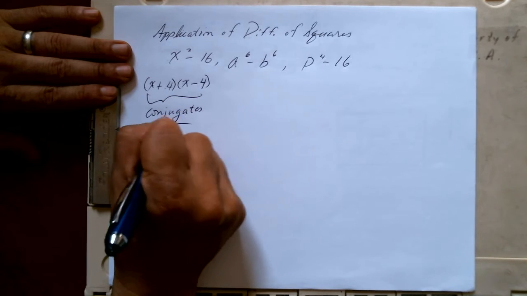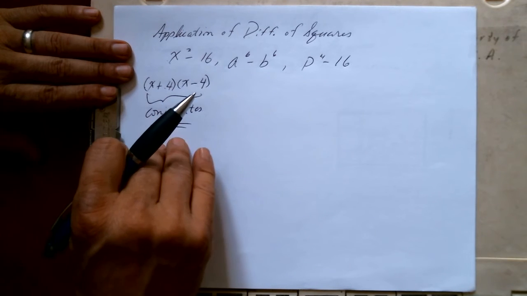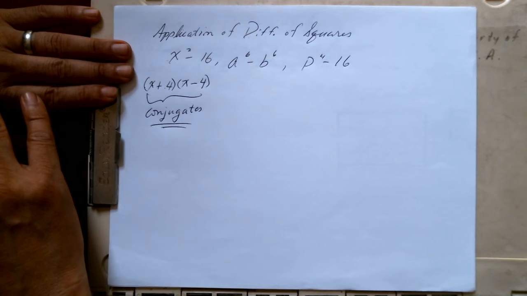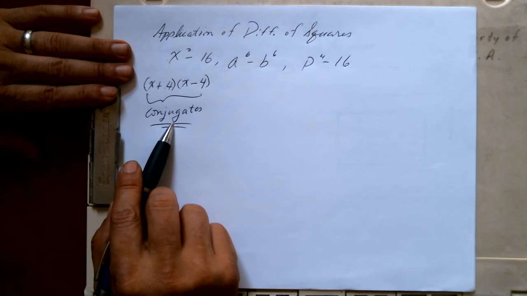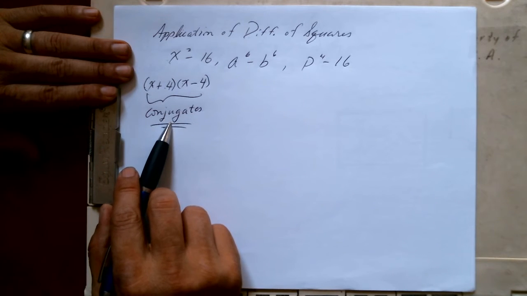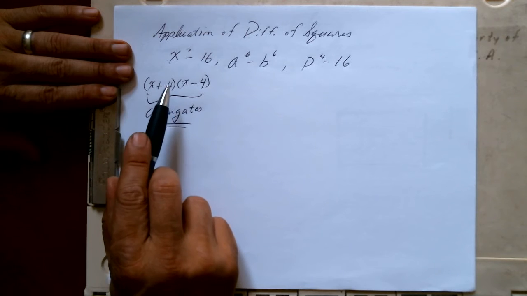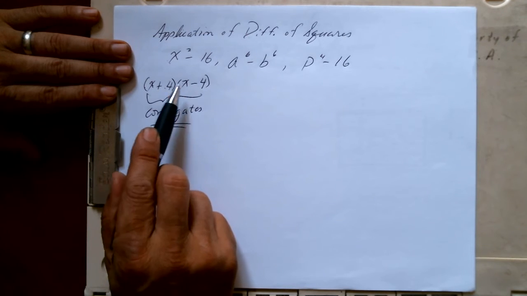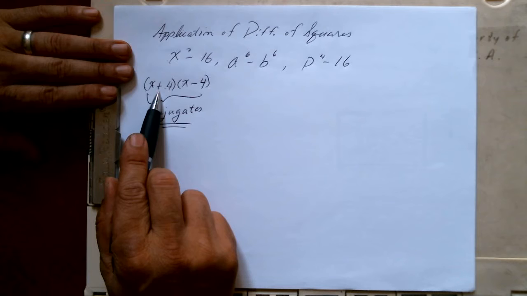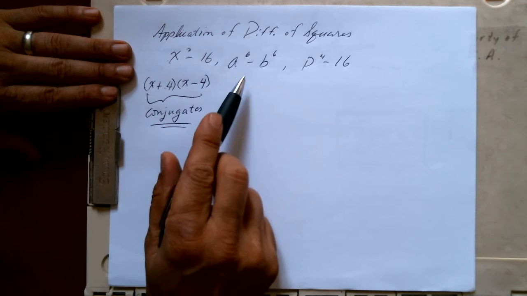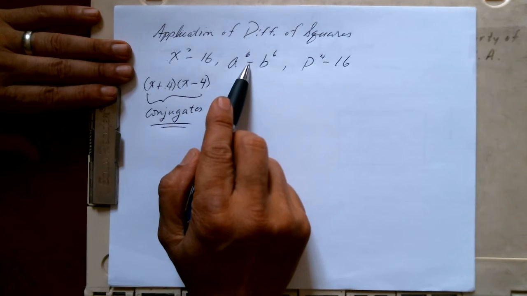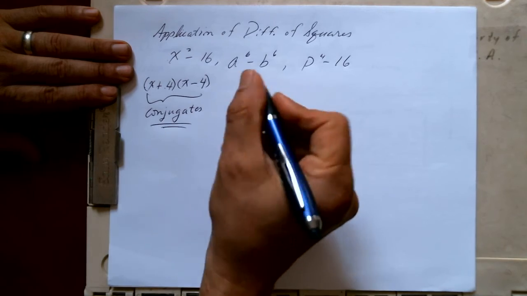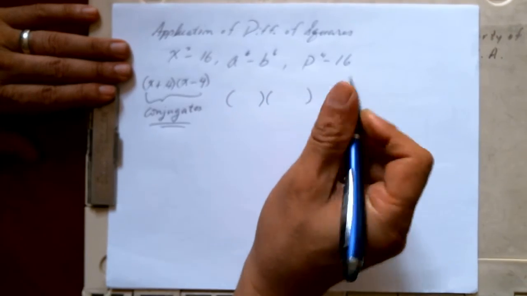Conjugates. This word is actually a Spanish word, not a Spanish word, but relating to Spanish. You conjugate your verbs, right? You change the form from a plus to a minus. That's what they're called, conjugates. One's a plus, one's a minus. Same thing here. This is a difference of squares as well. Let's see how that factors.